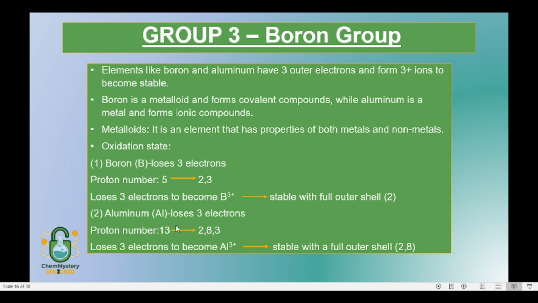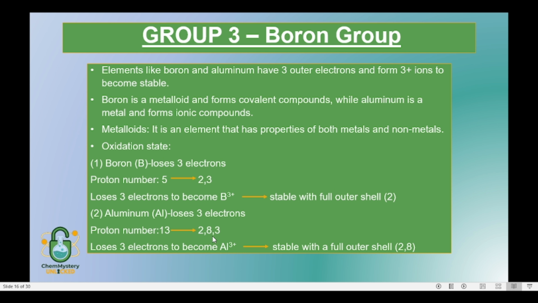Aluminum loses 3 electrons. Group 3 has 3 electrons in its outermost shell, therefore it loses 3 electrons. Always remember. Proton number is 13, so there are 13 electrons. What is the electronic configuration now? 2 electrons in the first shell, 8 electrons in the second shell, and 3 electrons in the third shell. Now, is it easier to gain 5 electrons or to lose 3 electrons?